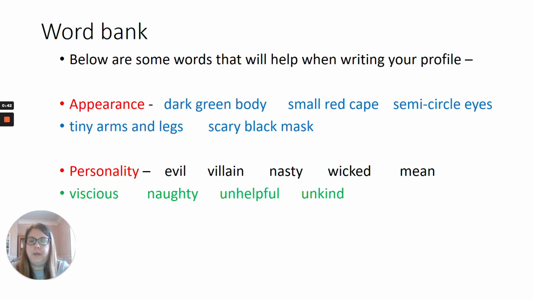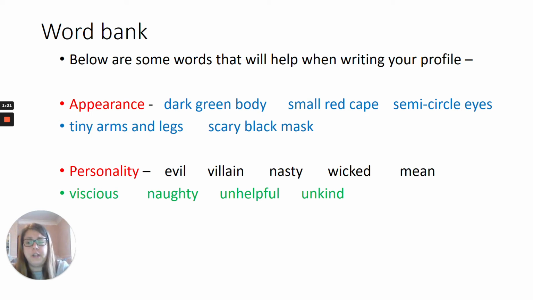So I've written a few words here, and these can add to your word bank, and also you can use these when you're writing your profile as well as the ones you've written. So in terms of his appearance, I've written dark green body. So again, he's not just got a body, he's got a dark green body. So it gives more emphasis to those words, doesn't it? He's got a small red cape, semicircle eyes, tiny arms and legs, scary black mask. And his personality is evil, he's a villain, he's nasty, he's wicked and mean. He's vicious, he's naughty, he's unhelpful and unkind.